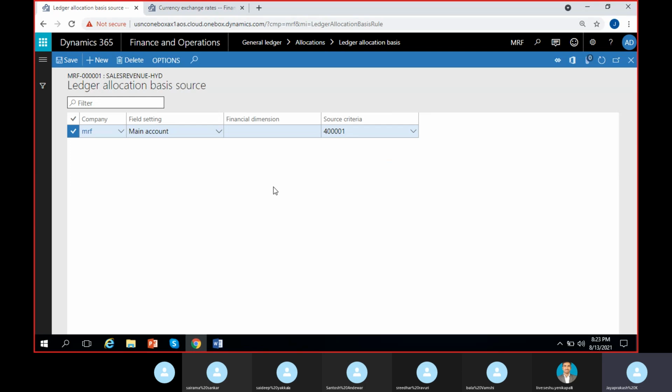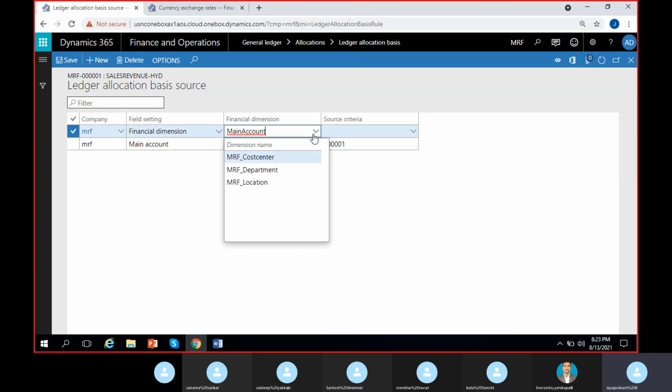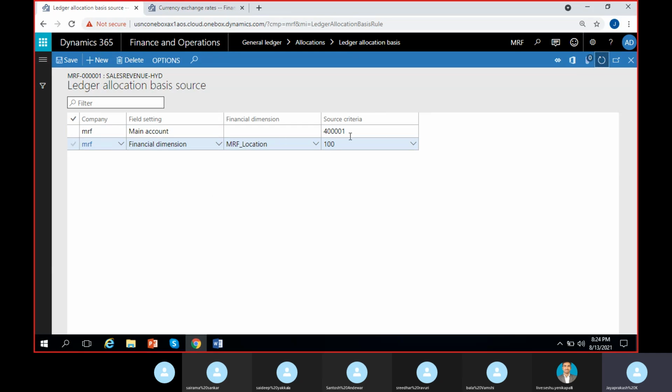Sales revenue 4,01,000. Along with this main account as a basis, we also have a dimension value combination, a location value combination. So I'll select new, and I'll also select financial dimension here. Select financial dimension as location and select the location value as Hyderabad. Clear? Now, on the basis of revenues earned by the Hyderabad location, we divide or allocate the advertisement expense to the Hyderabad location. Okay, so this is the basis.